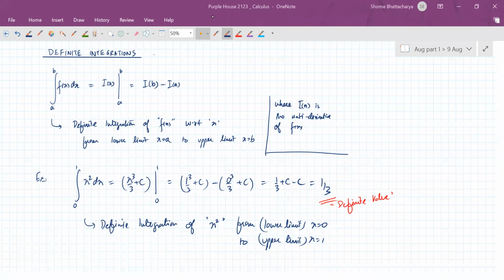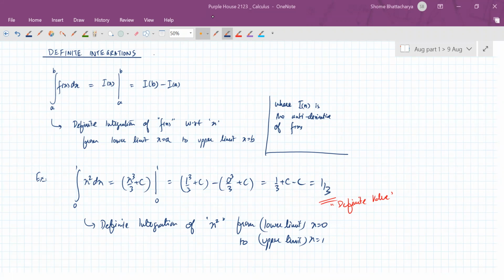Yes, I got it. Minus the value of the function at the lower limit. Now what is the lower limit? It is 0. So again, what do I have to substitute in the function? I have to substitute the value of x as 0. So the value at the lower limit will be 0 cubed by 3 plus c.